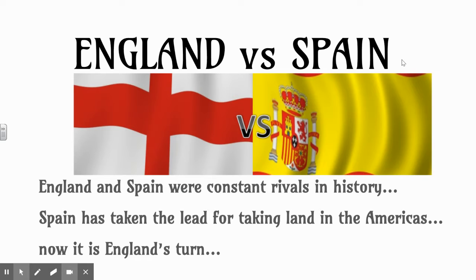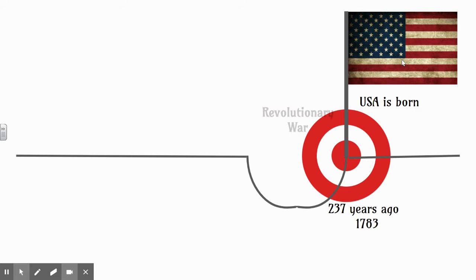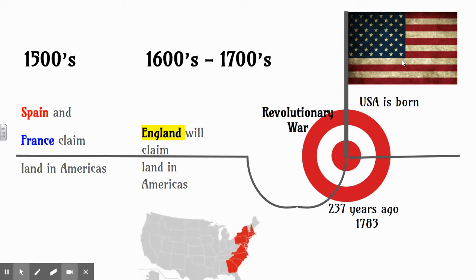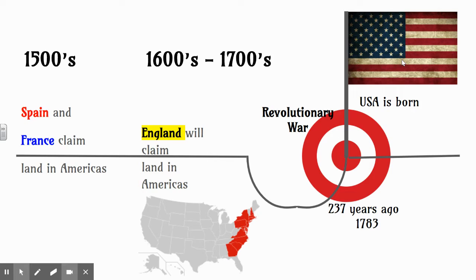Now, England is constantly at war with Spain, constant rivals. But we know that Spain ended up claiming a lot of land in the Americas before England jumped on board. And we know that it wasn't until the 1600s that England will claim land in the Americas. And in total, England will claim 13 pieces of land, 13 colonies.